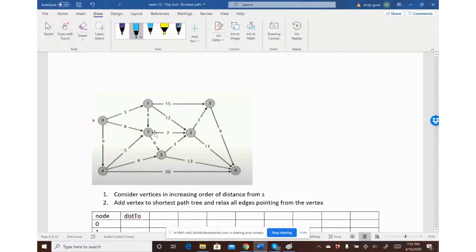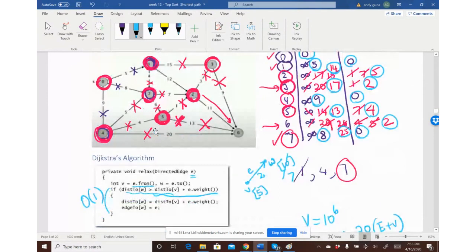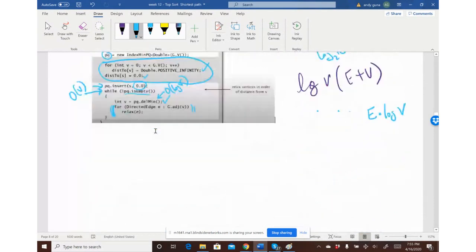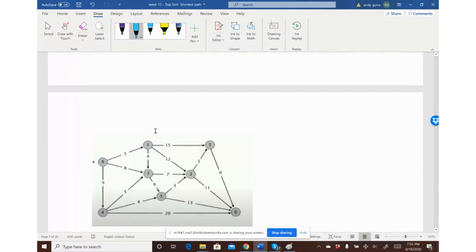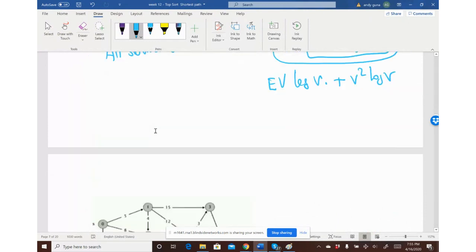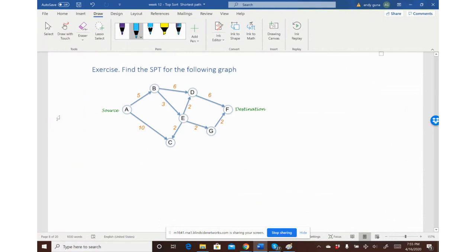I think I did the same graph. I put a new graph here. Oh yeah, this one here. I think you should try this one. I won't do it right now because we don't have time. Try to find the shortest path from A to everyone else.